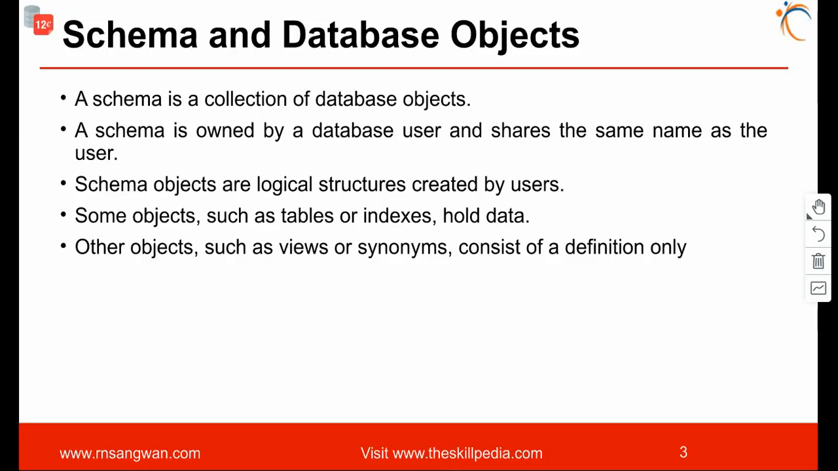Schema objects are logical structures created by users. Some objects such as tables or indexes hold data, but other objects like views or synonyms consist of definitions only. They never hold data, meaning they are not stored on the disk as far as data is concerned. They are stored on the disk as definitions only. That is a difference between views and tables.